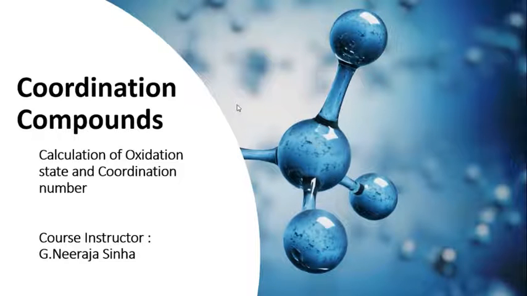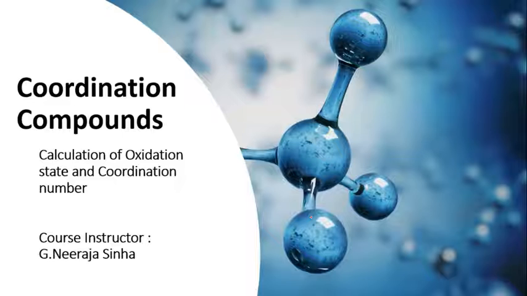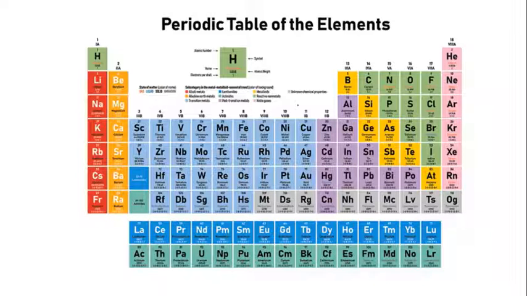In this lecture, we are going to study how to calculate the oxidation state and coordination number for a given coordination compound. So, here is the periodic table, and whenever you have these elements in a coordination compound, suppose you have an element belonging to group 1, that is sodium or potassium, you need to substitute the charge of +1. If you have an element belonging to group 2 like calcium or magnesium, then you need to substitute the value of +2.